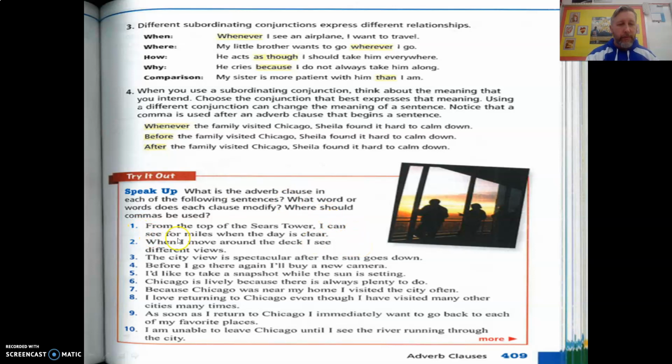Number 2, notice the word when there again. "When I move around the deck." What does it modify? Again, it modifies see. Notice that it's a subordinate clause, so it begins the sentence, so you need a comma right there. Don't forget that. All right, so go ahead and do 3 to 10. See if you can identify the clause first, and then the word that it modifies.